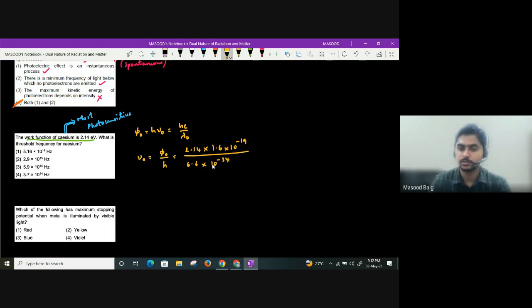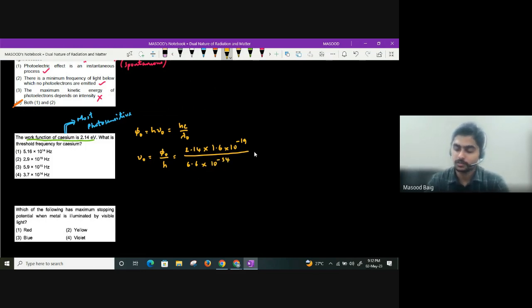So they are saying work function is given. What is threshold frequency? What is the expression for work function? It is h nu naught or hc divided by lambda naught, guys. They're asking us to find threshold frequency, so I can write this as phi naught divided by h. Phi naught value is 2.14 electrovolt, and 1 electrovolt is nothing but 1.6 into 10 power minus 19 joules. And h value is 6.6 into 10 power minus 34 joule second.